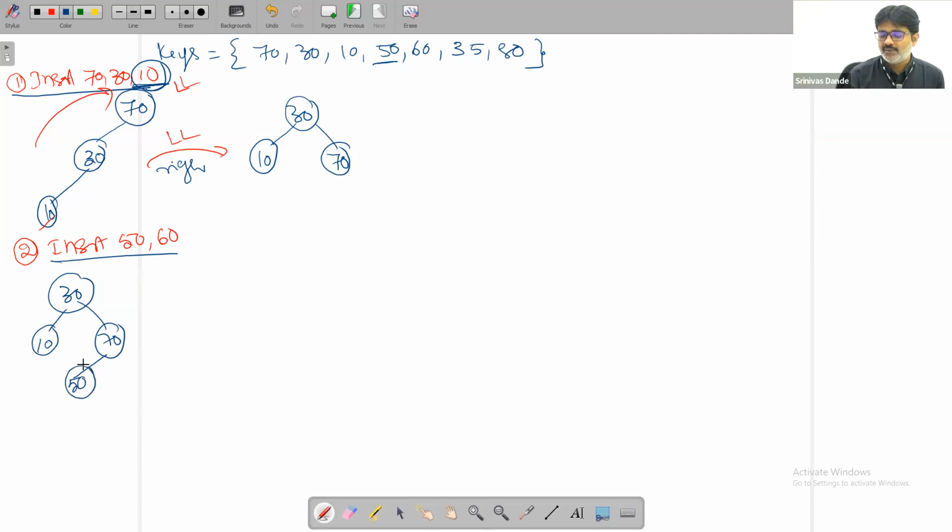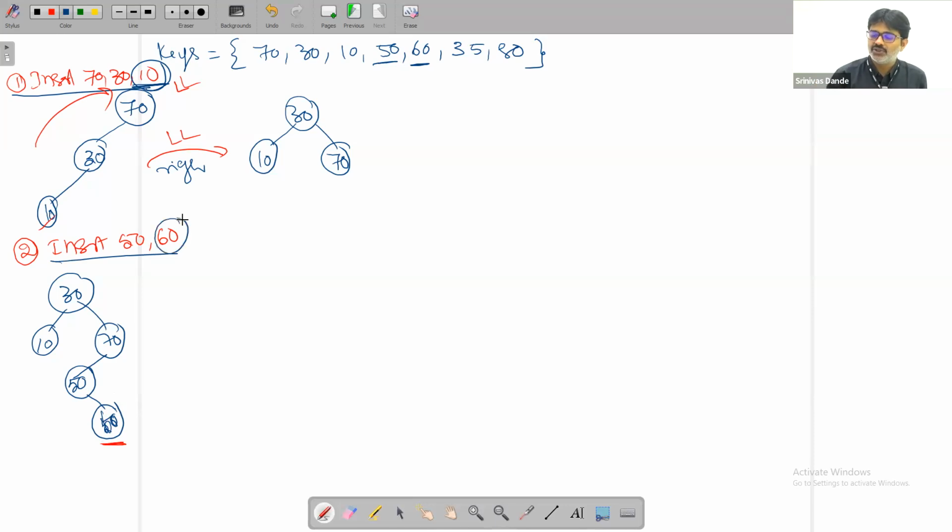Is this causing any unbalance? No. Fine. Next, insert 60, guys. We have 60 next. 60 should come to the right of 50, right? Right of 50. I think this is causing unbalance. 60 is causing unbalance.